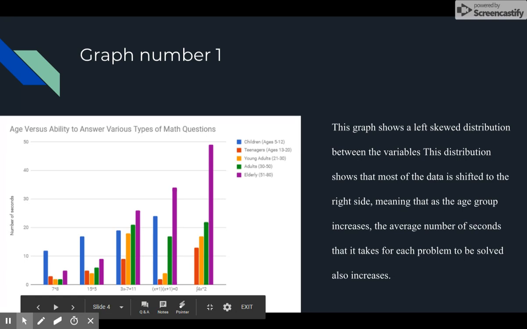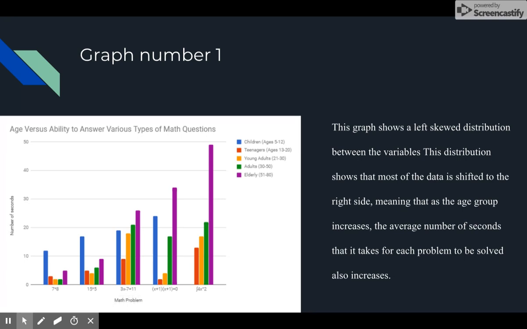This graph shows a left skewed distribution between the variables. This distribution shows that the data shifted to the right side, which means that as the ages of the people who we asked the questions increase, their ability to answer the questions decreases, or the number of seconds that it takes for each person to answer increases too.